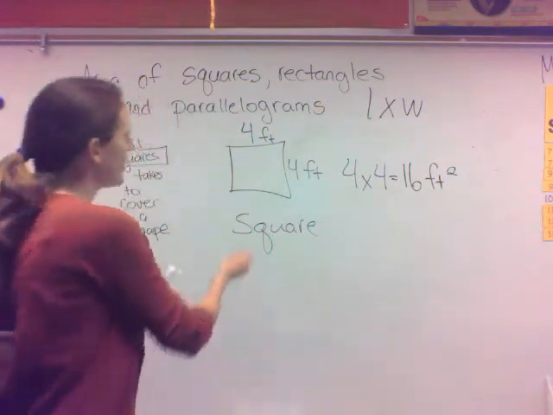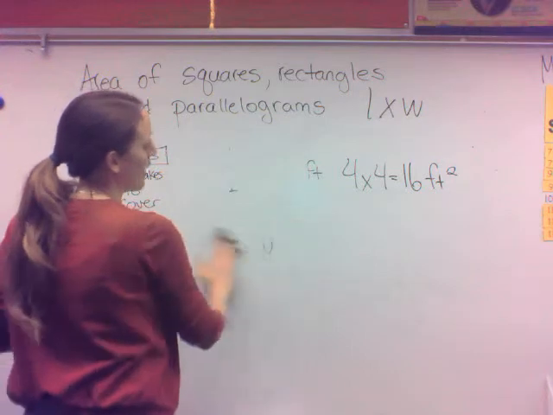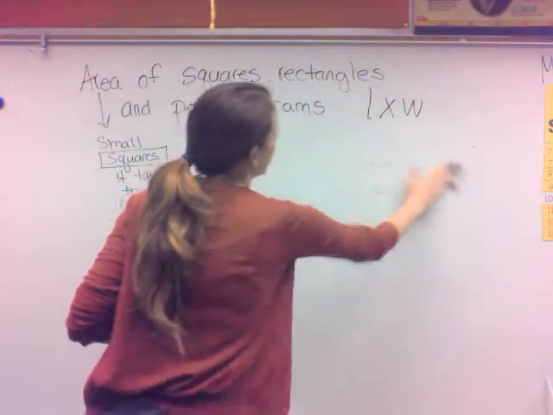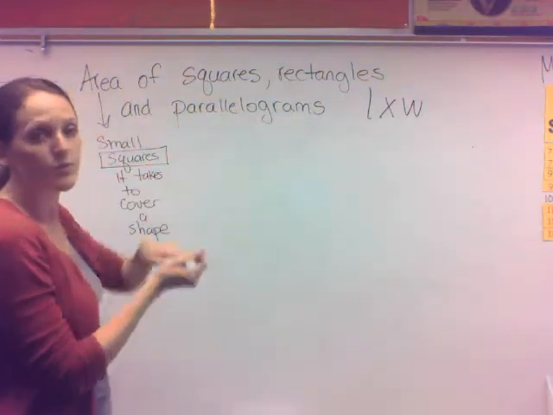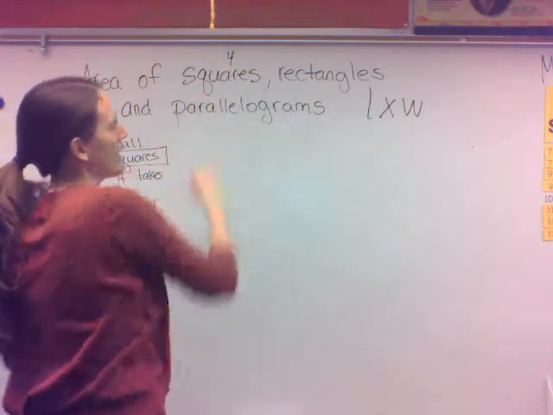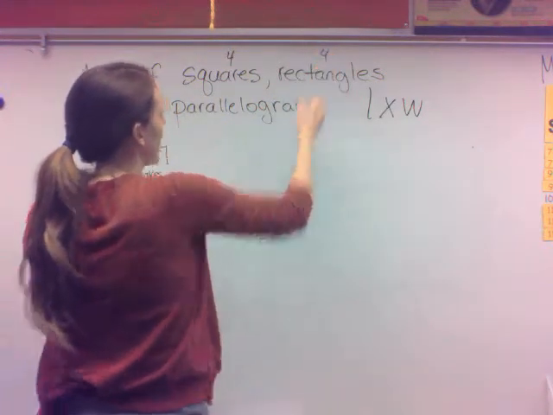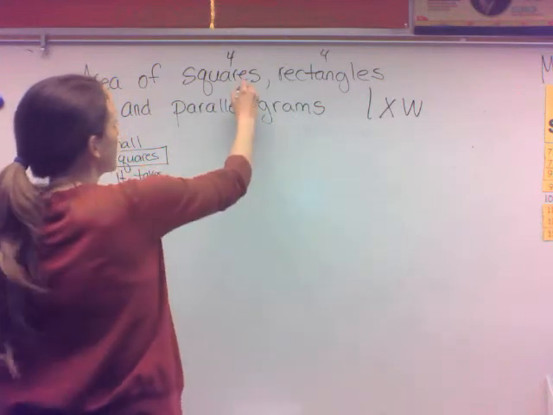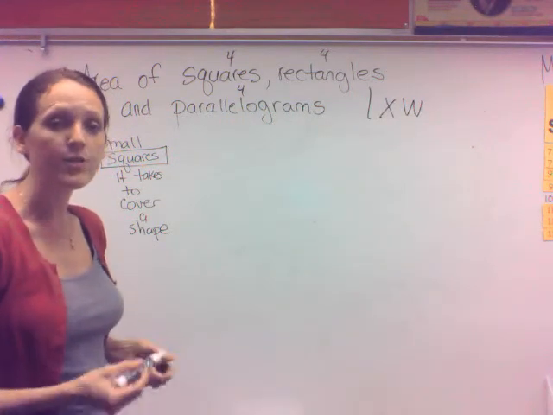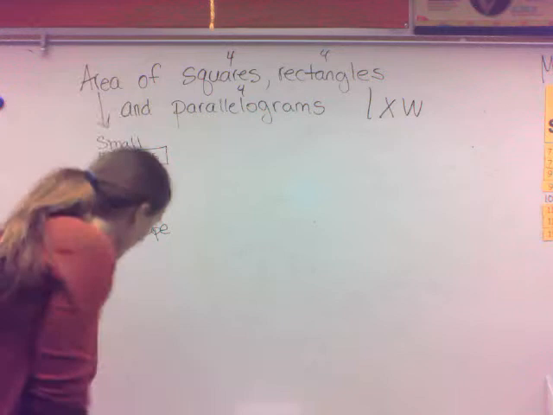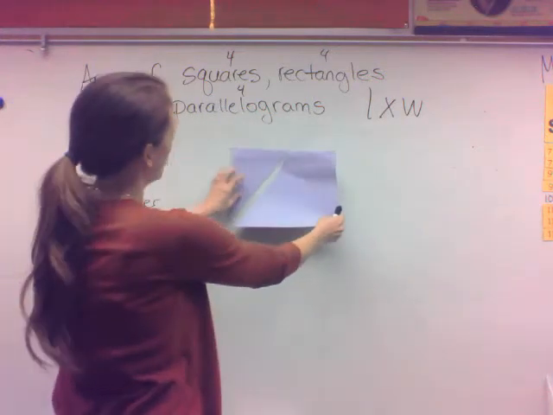Now the last thing that we're going to look at is parallelograms and how they are exactly the same. You notice squares have 4 sides. Rectangles have 4 sides. Parallelograms have 4 sides. They're all in the same family, so you find them the same. And I have this little demonstration to show you why.